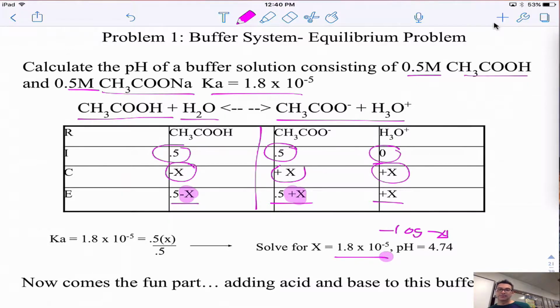So this is the easy way to solve for the pH of a buffer. It's not so much harder at this point. Where do things get complicated? It's when we add acid or base. That's when we're trying to disturb the buffer. And as we disturb the buffer, we see what happens.